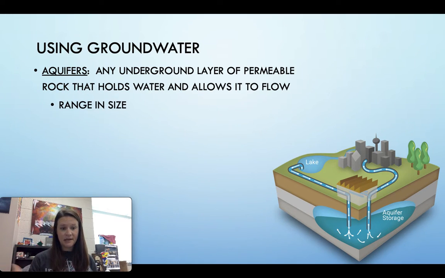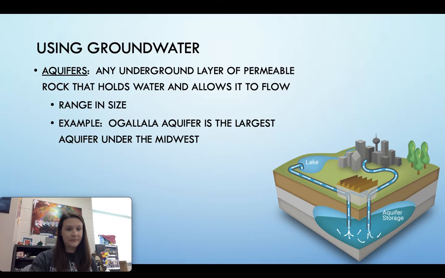Aquifers range in size, and there are many, many different kinds of aquifers around our country. It's not just one big one. But the largest one is actually under the Midwest, and it's called the Ogallala Aquifer. It's a fun name. Very, very critical to farming in Kansas. You'll learn more about that after this video.